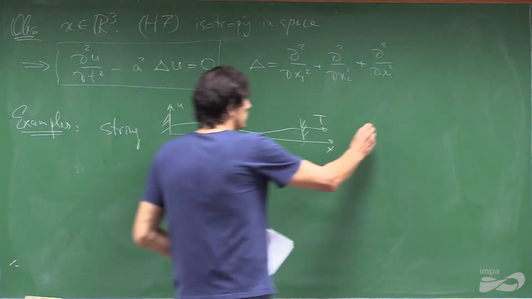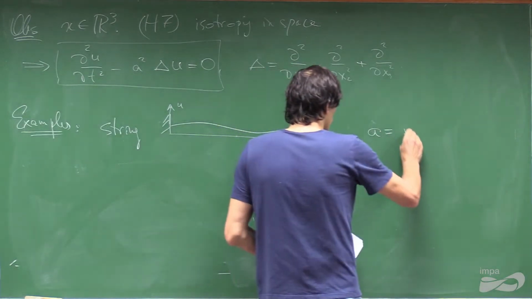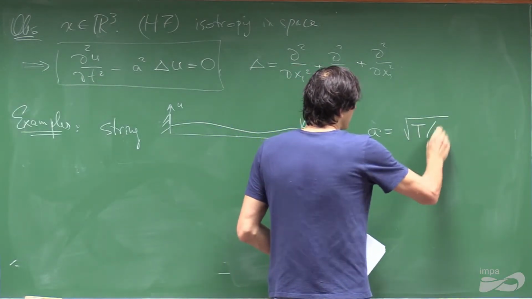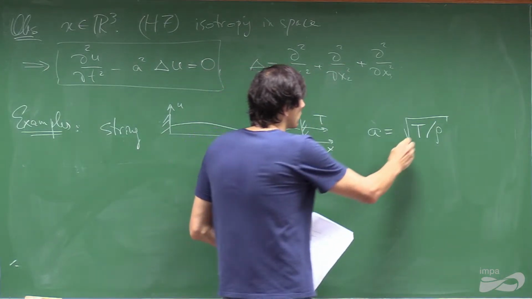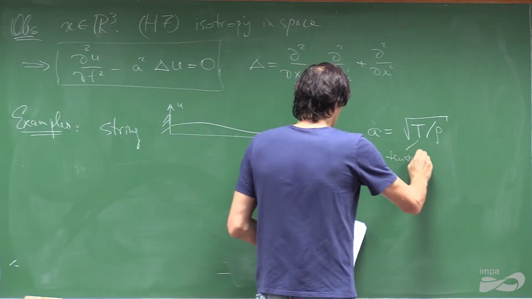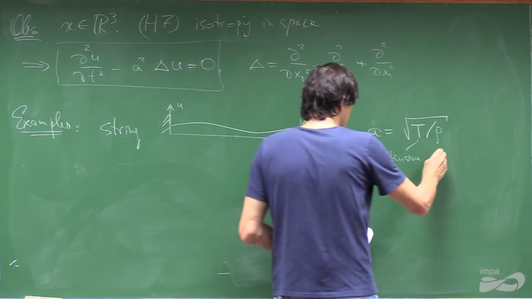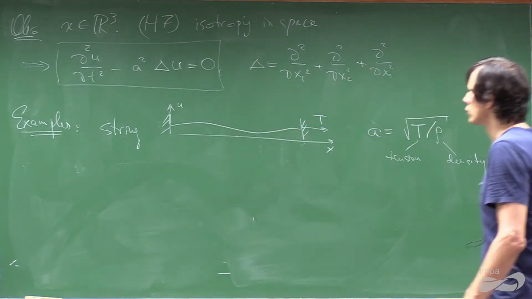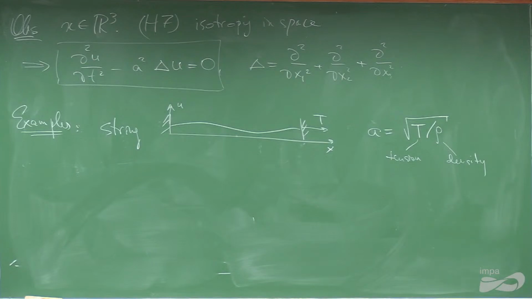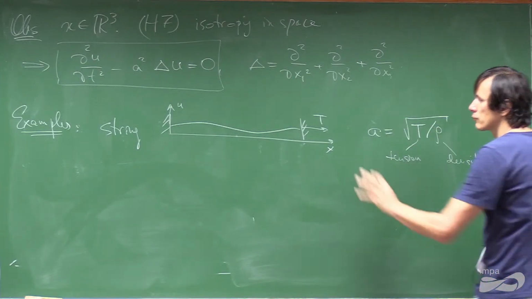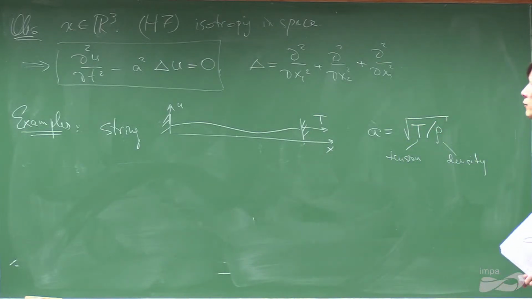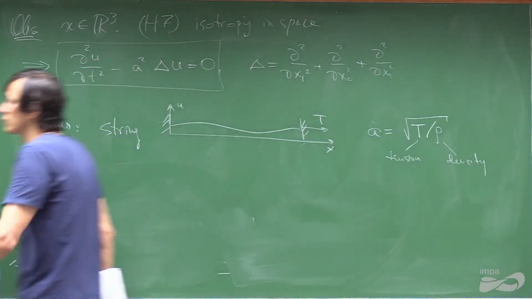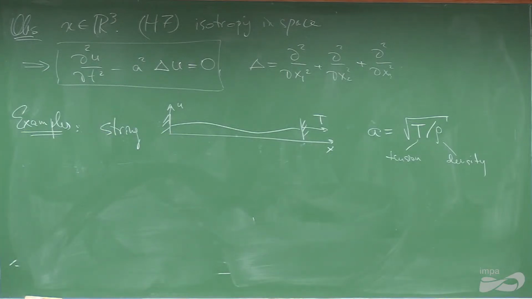And what is a? In this case, a is the square root of the tension divided by the linear density of the string, so the mass per unit length. In order to find this equation, you need the physical model. But in order to write the wave equation, we already know it has to be this form. So you only need the real equation of motion to define what a is in this system.